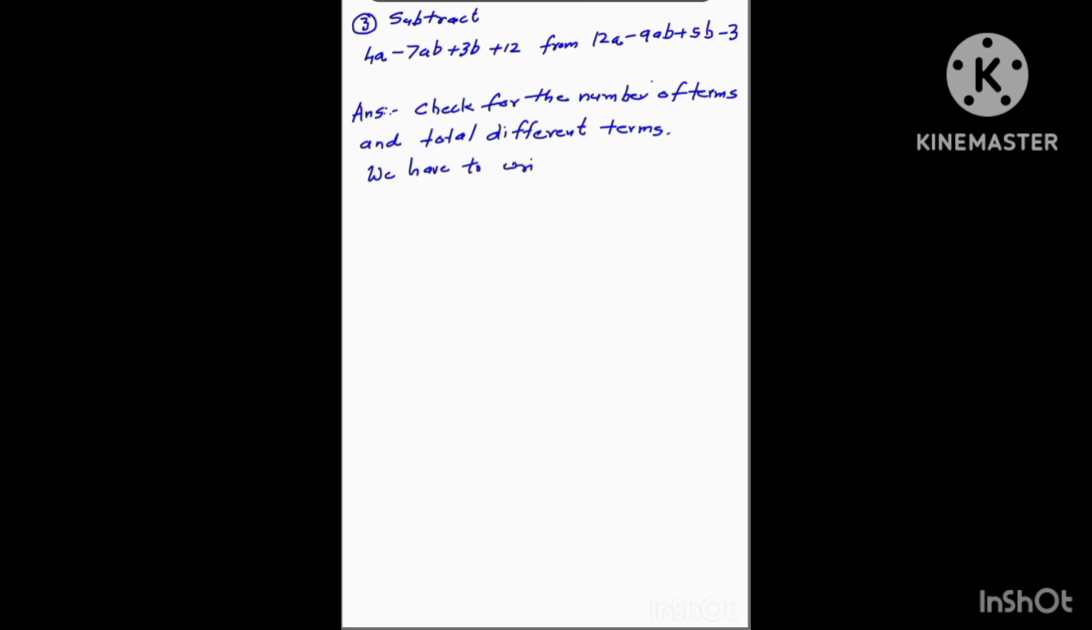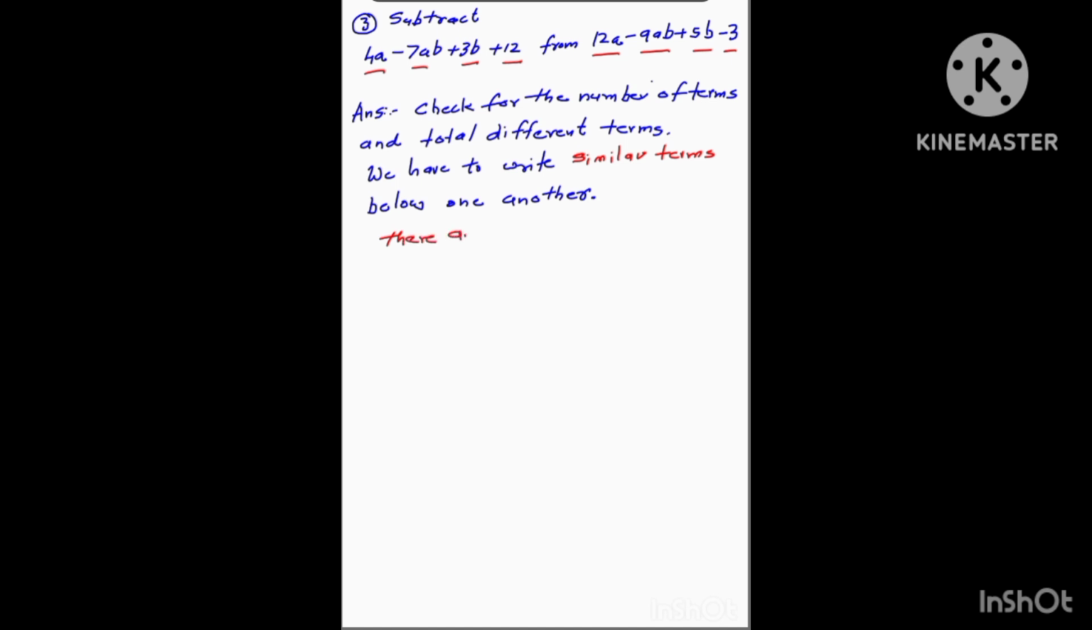You will not make any column, but try to follow one below the other. That is what is written there. We have to write similar terms below one another. That means we will write first that polynomial from which we have to subtract. These are the terms: a will be one, ab will be another, b will be one, and the constant will be one. There are four terms.